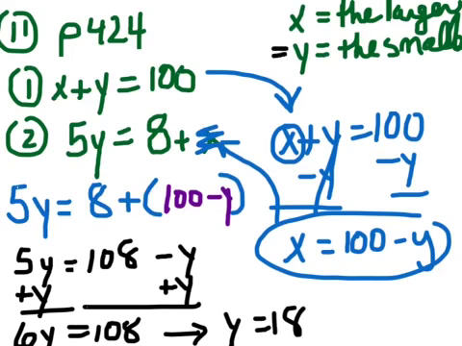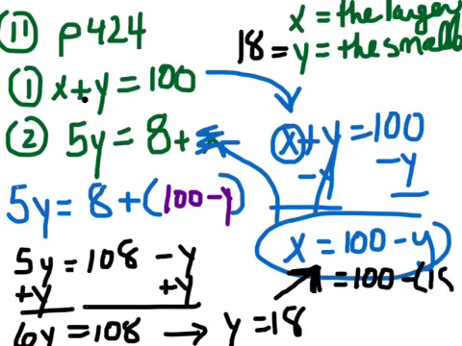That's the smaller number. Now, how am I going to find x? Well, I know that x plus y is 100. I could plug it in there. If I wanted to, it'd be real easy to plug it in right here. That's probably the easiest place to plug it in because it's got the x by itself. Actually, I can do this on this page. 100 minus y, and y is 18, so just plug it in to get the other one, because remember, we want both numbers. 100 minus 18 would be 82. So our larger number is 82, and our smaller number is 18.